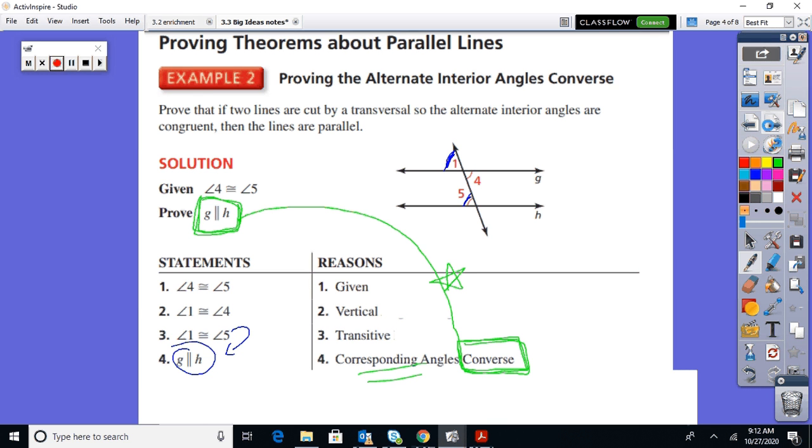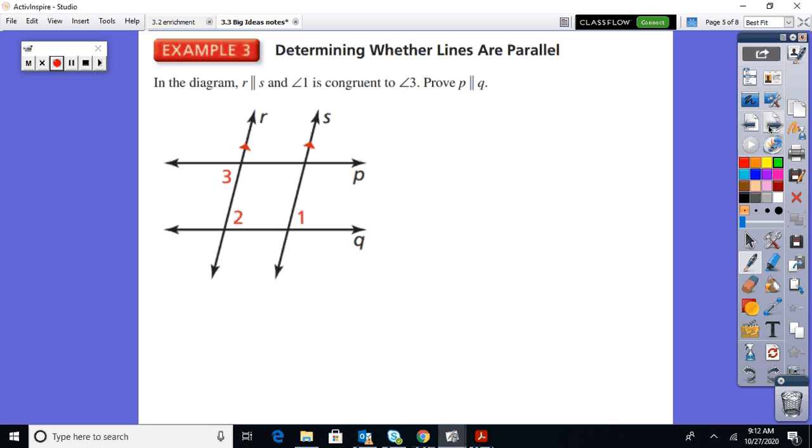All right. Example 3. Determining whether lines are parallel. In the diagram, R is parallel to S, and angle 1 is congruent to angle 3. Prove that P is parallel to Q.